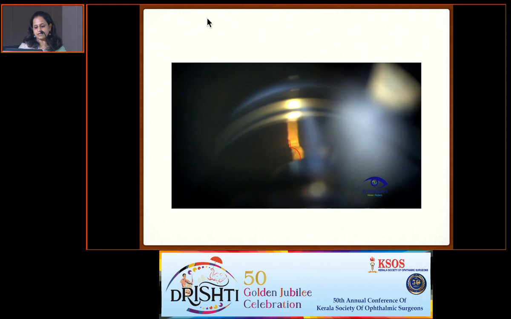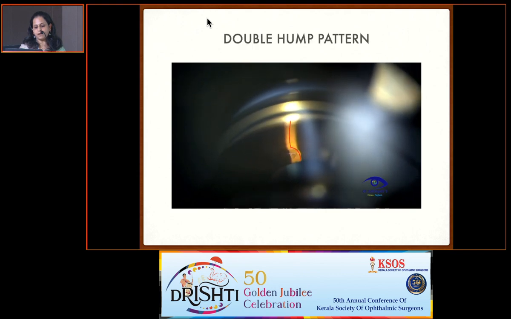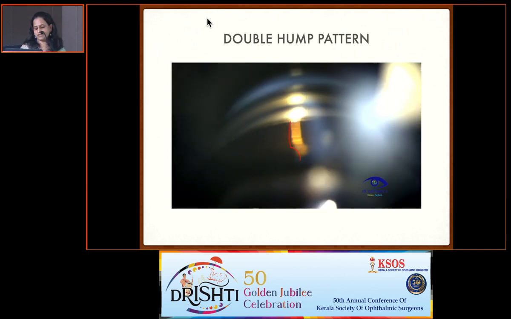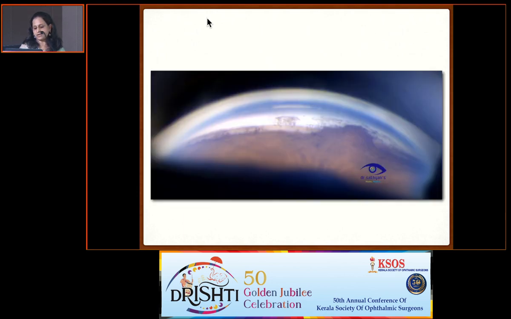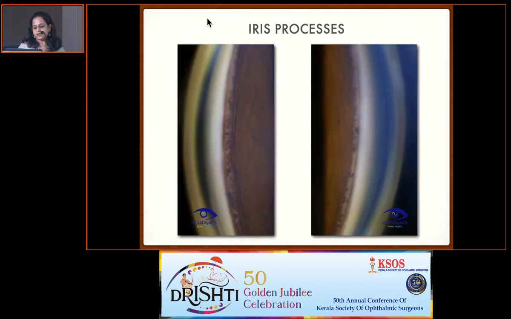And this is one example of the double hump pattern. On indentation, you get this hump pattern, which is seen in plateau iris. Another example is peripheral anterior synechia here, which extends more anteriorly into the cornea. And you can see fine iris processes here in both the angles.